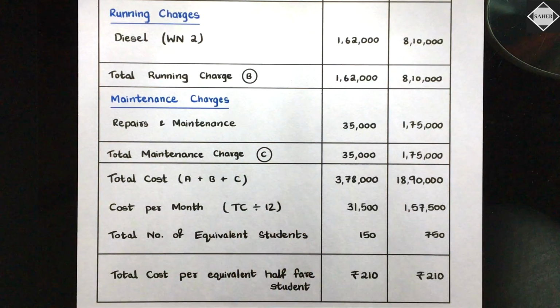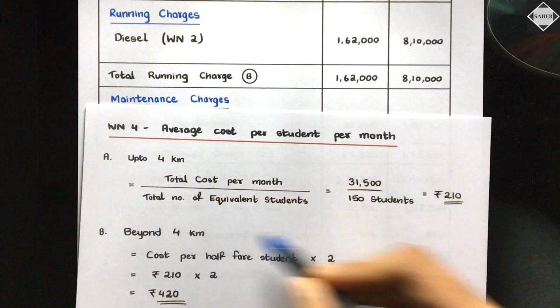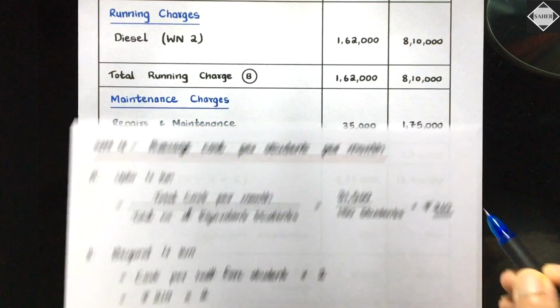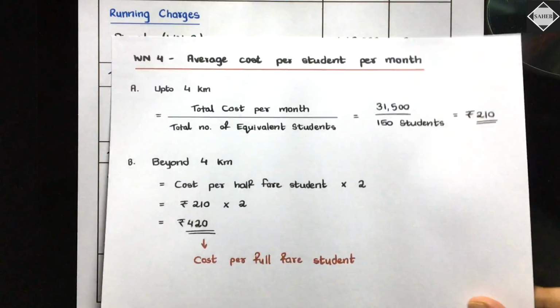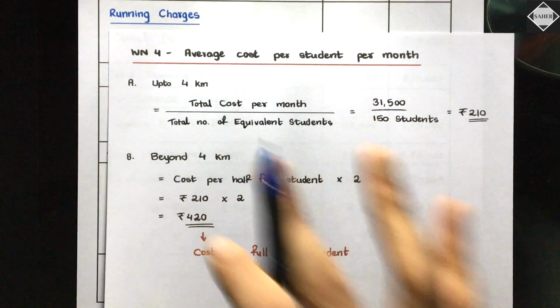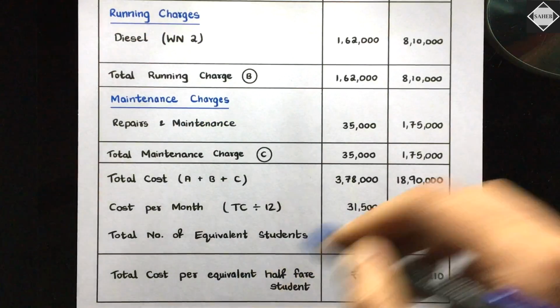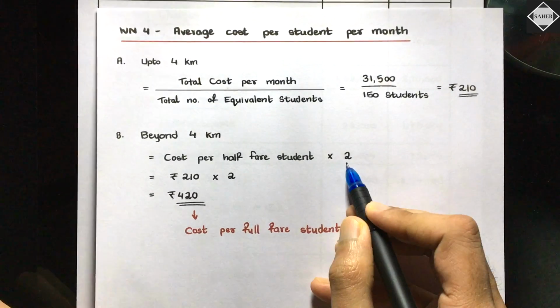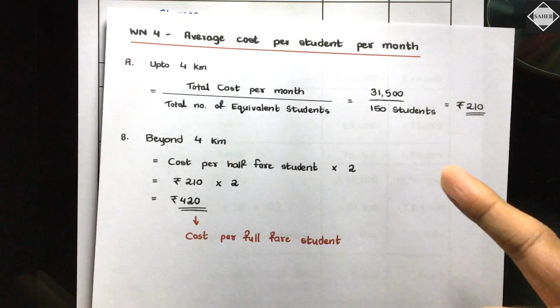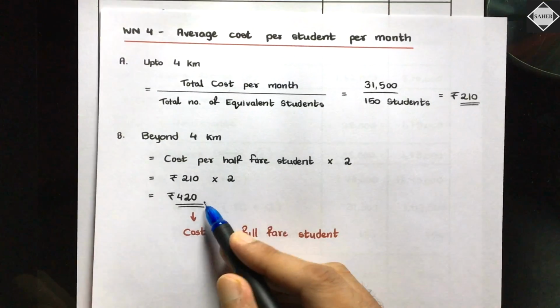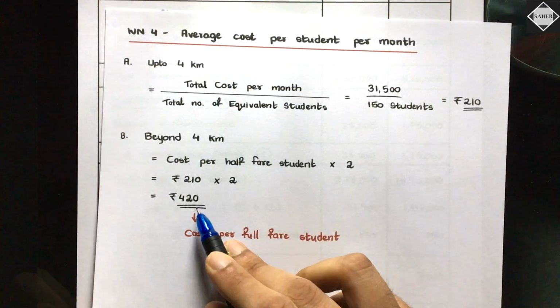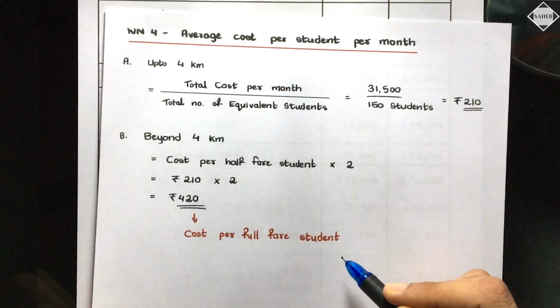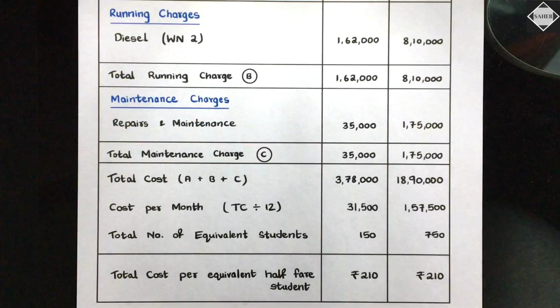This is how it has to be done. We also did this separately. See, here also we showed it by doing it separately, 210. Then beyond 4 kilometers we have to do and show it separately, because it will not appear in the cost sheet. So that is really simple. Now just multiply by 2. First we converted, so to get the answer we also have to multiply by 2. 420 is the cost per full fare student. Do you understand this? Was this difficult?